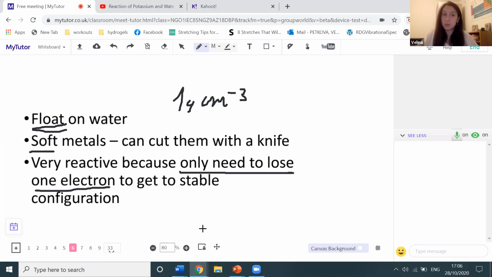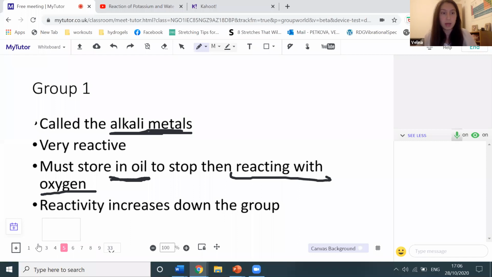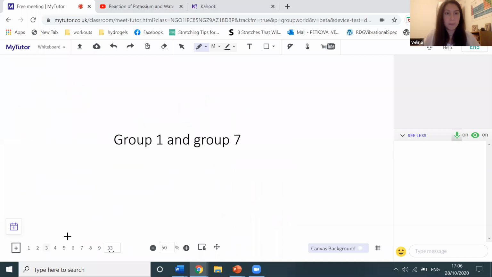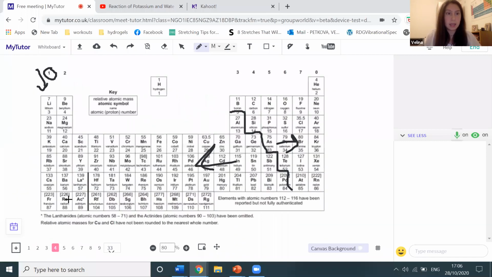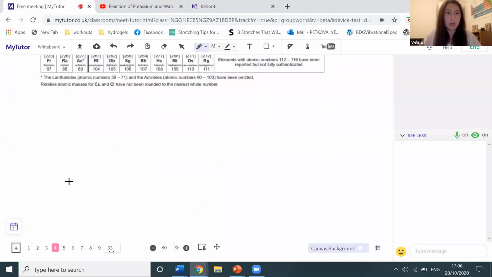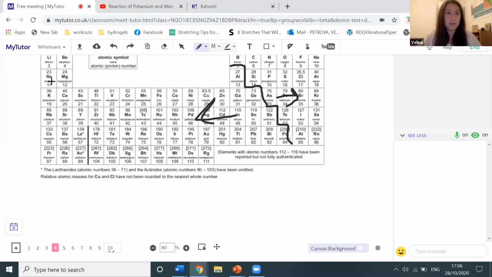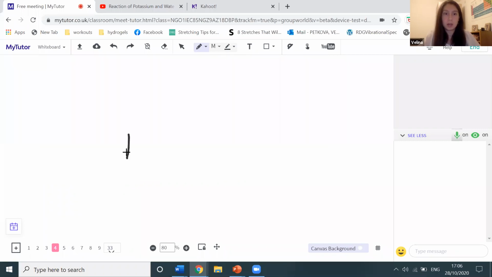So as soon as they lose this one electron in their outer shell, they get to be happy because they have their stable configuration. They have the same configuration as a noble gas. So if we take, say, sodium, for example, sodium has 11 protons because the proton number is 11, so therefore it also has 11 electrons.